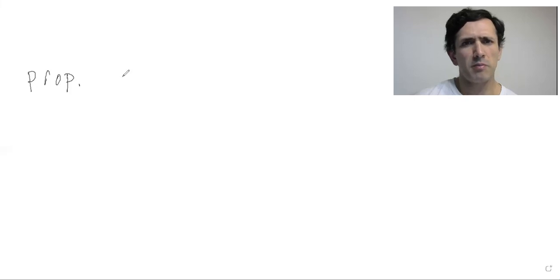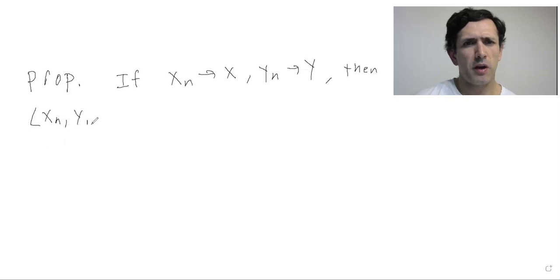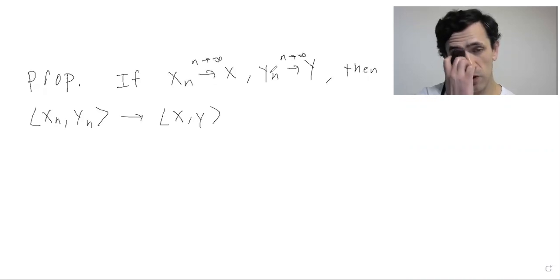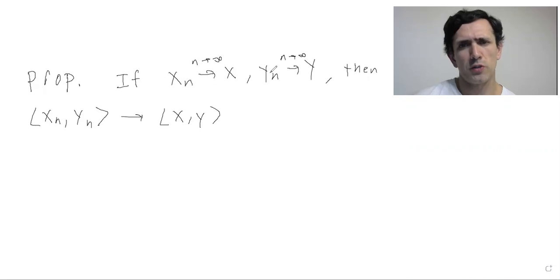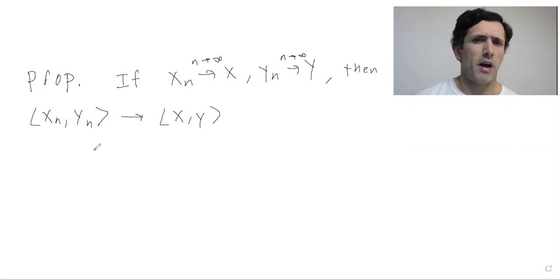So if we're in an inner product space, and I might have actually mentioned this before, if x_n converges to x in my inner product space and y_n converges to y, then the inner product of x_n and y_n converges to the inner product of x and y. And the proof is fairly straightforward. Basically, you're going to use the Cauchy-Schwarz inequality and add and subtract something obvious.